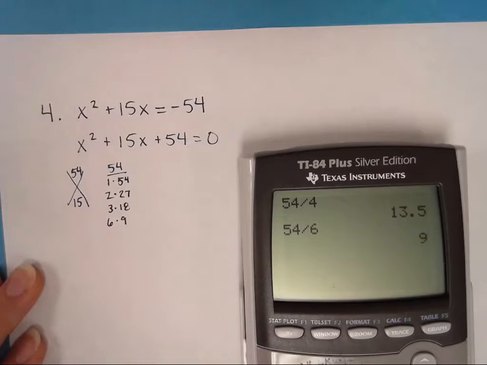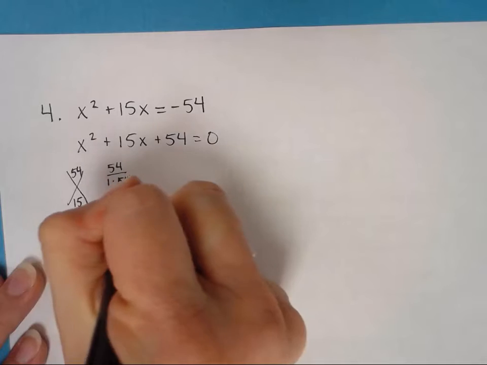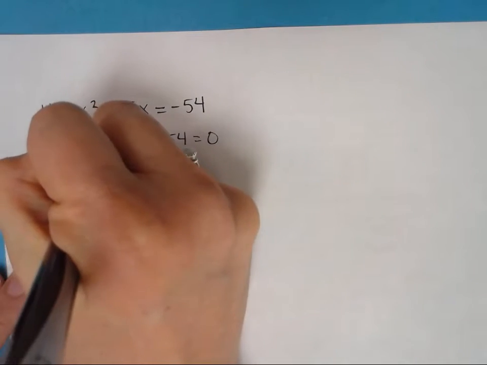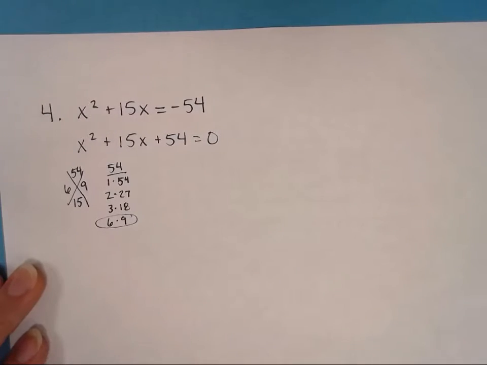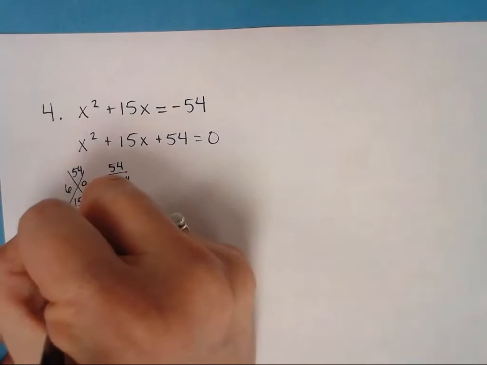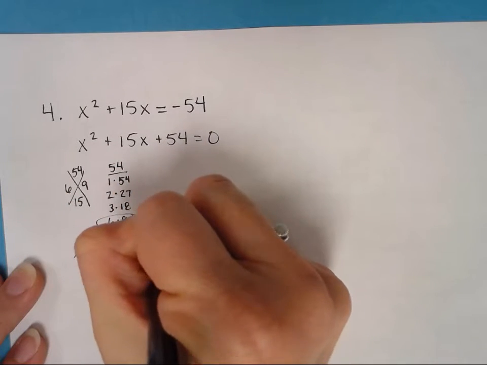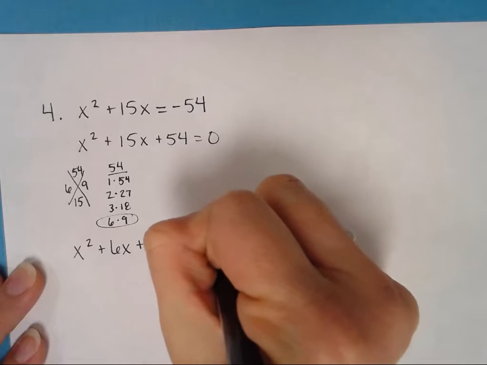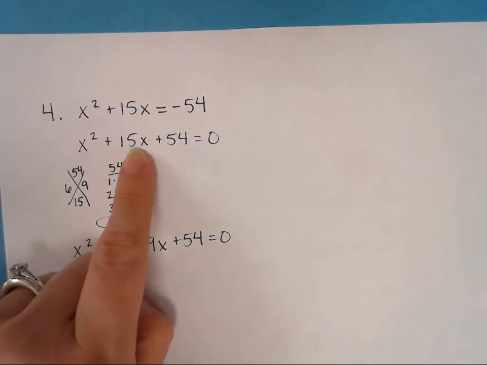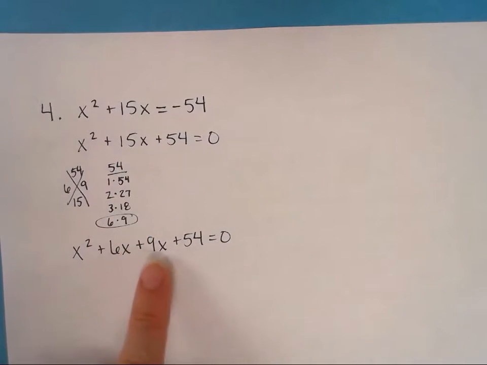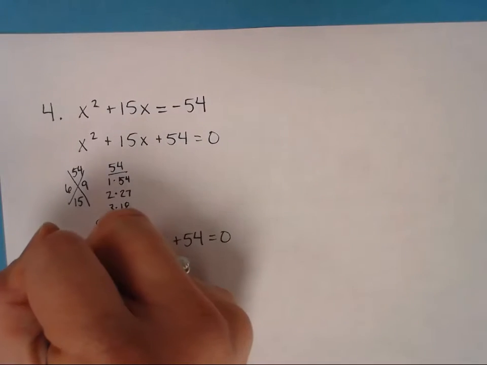Six times 9, when you add 6 plus 9, that gives you 15. So we found the pair that works for us. So rewrite your trinomial using those two terms to separate the middle term. You have x squared plus 6x plus 9x plus 54 equals 0. We rewrote our trinomial, replacing the 15x with the two numbers we selected. Now let's factor by grouping.